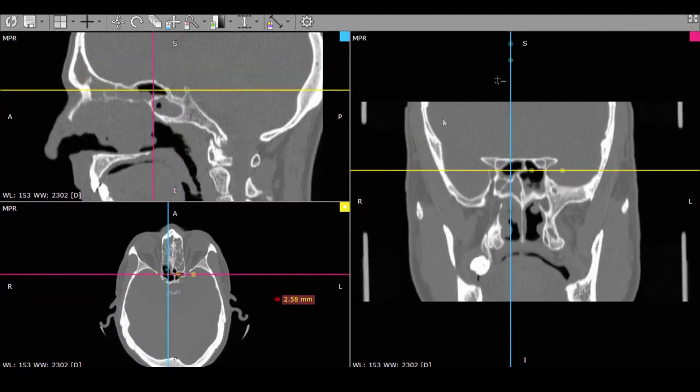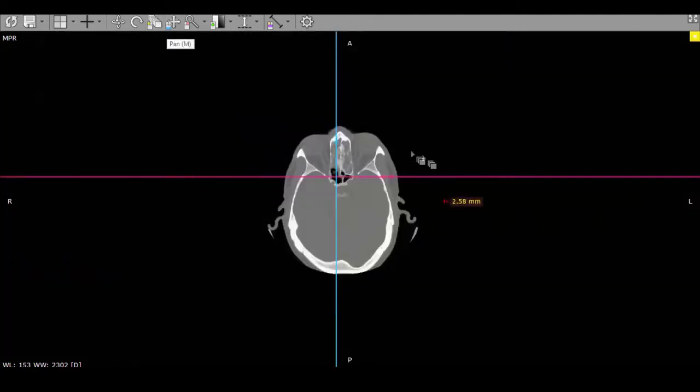Now the same Onodi cell you see in the axial plane. See this axial plane. See the axial section?